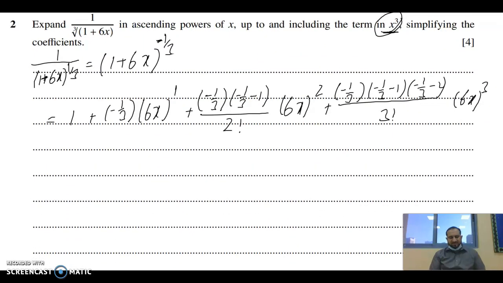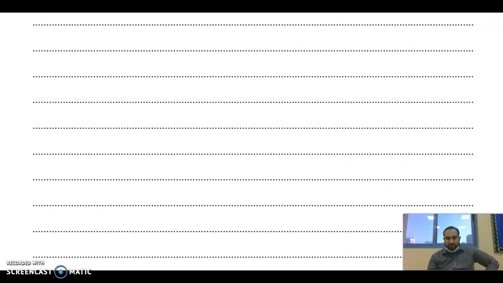We can just use a calculator to simplify this. So this will be 1 minus 2x, and then if we simplify further, this will be 8x squared, and from here we will get minus 112 over 3 x cubed. Okay, then let's have a look at the next question.